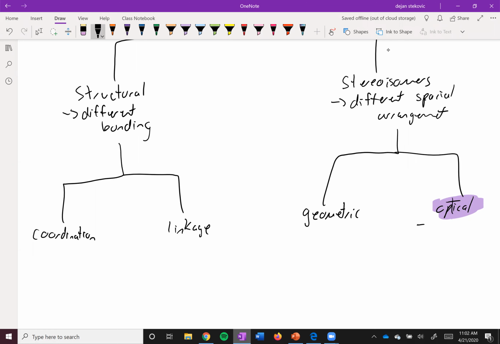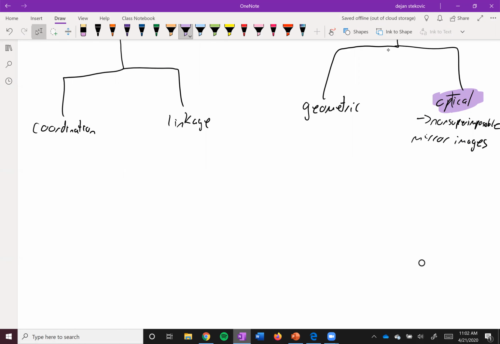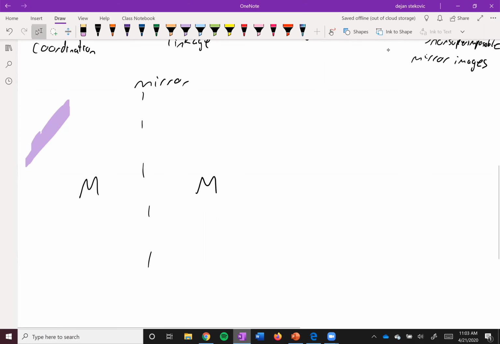Optical isomers are non-superimposable mirror images. That says non-superimposable mirror images. So let's take a look at what exactly that means. This is something that you'll see in OChem quite a bit and is an important topic for OChem. So we're going to draw our two metal centers, and then in between here, we're going to have a mirror, and they're going to be mirror images of one another.